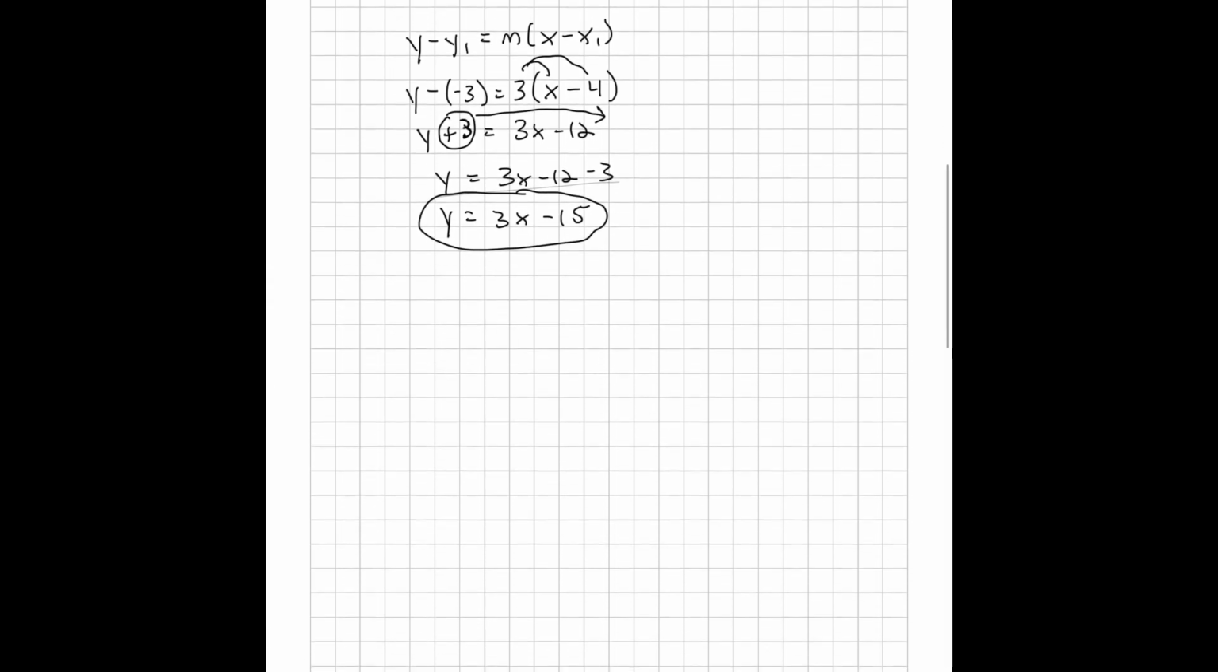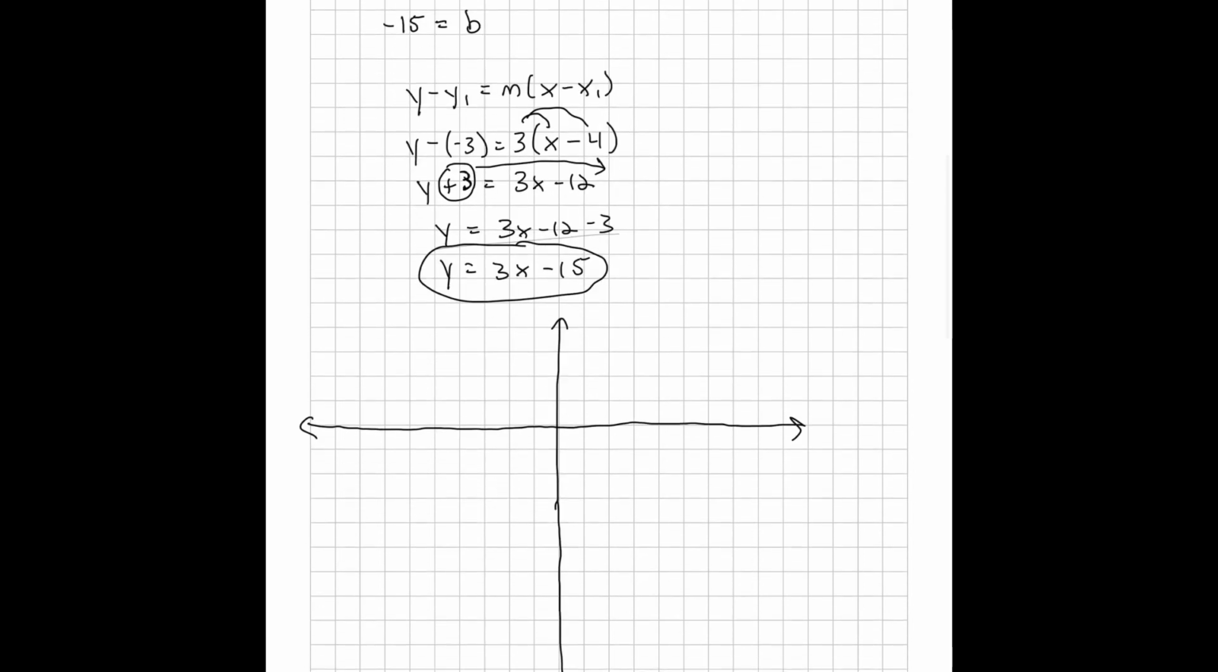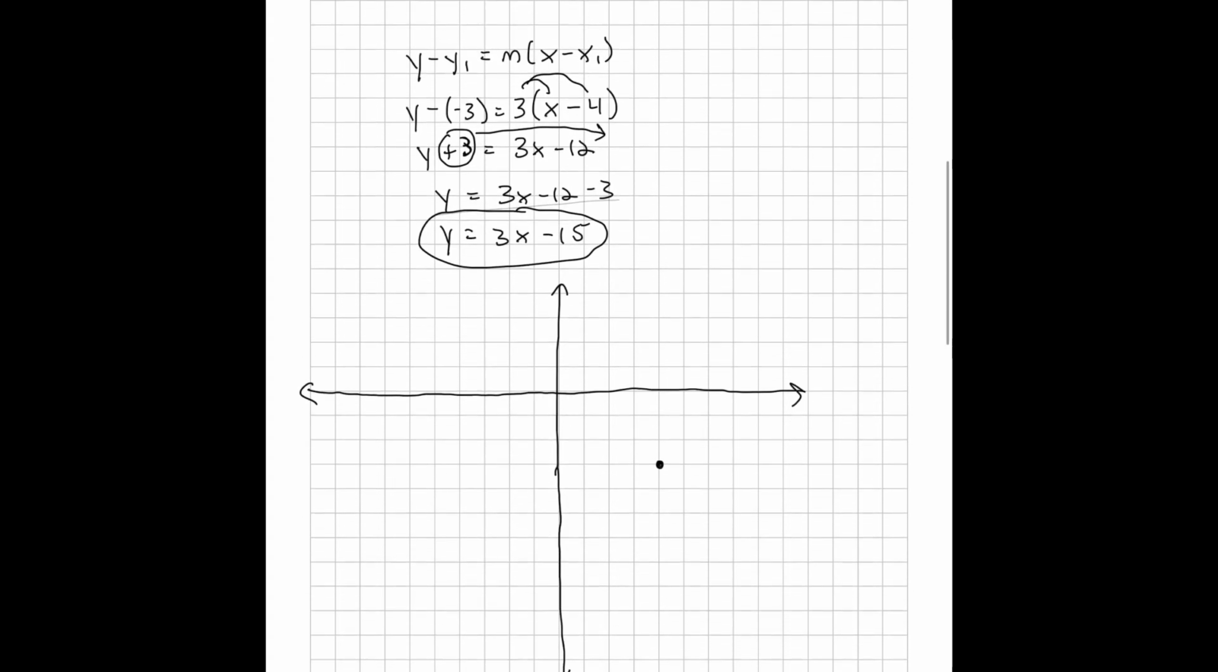And then the third way to do this is you can just graph it. It gives you the coordinate 4, -3. So I go right 4 and down 3, put a point. Okay, and this line is going to have a slope of 3, or the slope is 3 over 1. And so you could go from that point that you just plotted. It's a positive slope, so we're going uphill from left to right.